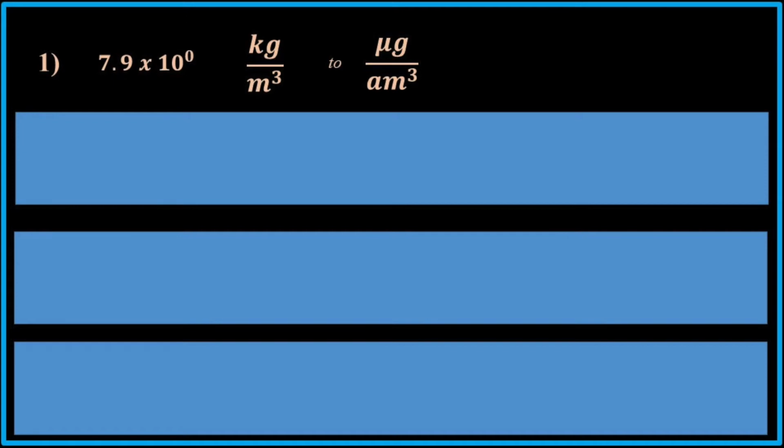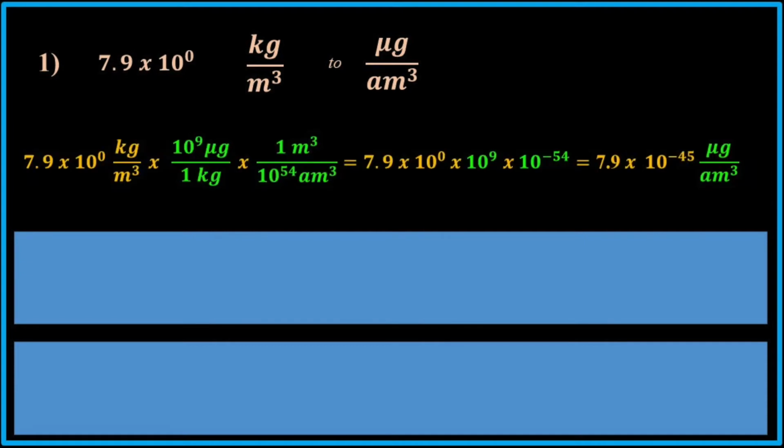So the first one, you want to divide by kilograms and go to micrograms. So it'll be 10 to the third and 10 to the negative 6, which will be 10 to the ninth. So there's 10 to the ninth micrograms in 1 kilogram, and 10 to the 54th cubic attometers in 1 cubic meter. And so you can see there's 10 to the ninth and 10 to the negative 54. You're bringing that up to the numerator. When you take the reciprocal of a base, you take the additive inverse of the exponent. So I'm taking the reciprocal of 1 over 10 to the 54th, which becomes 10 to the negative 54th. And then you multiply it out and you get 7.9 times 10 to the negative 45.